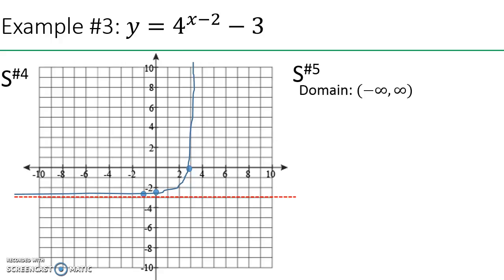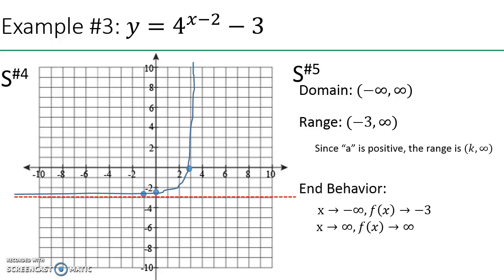Here's my domain. Always all real numbers. Here's my range. Negative 3 to infinity. And here's my end behavior. And because I have an increasing graph, my end behavior stays the same.